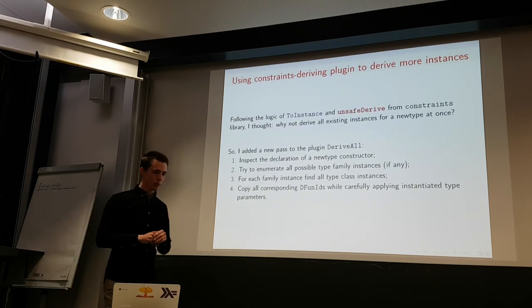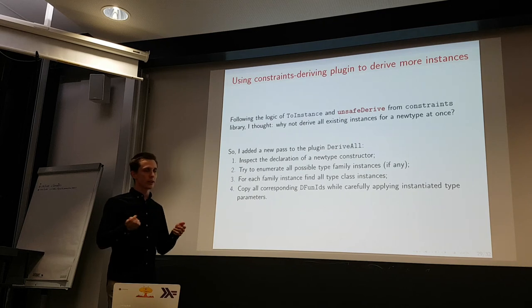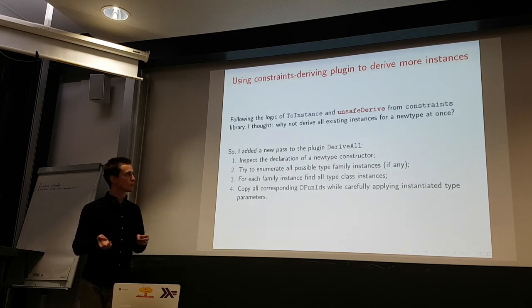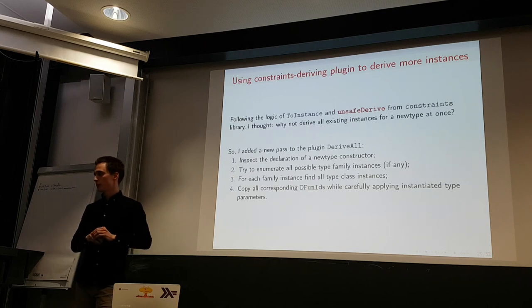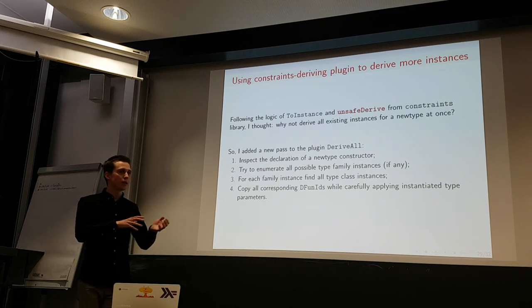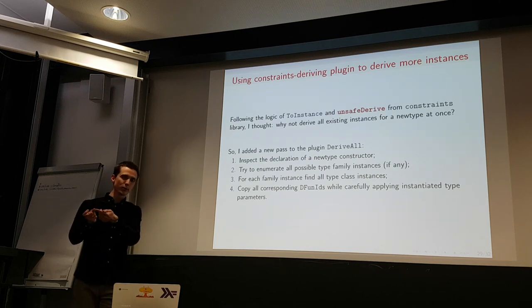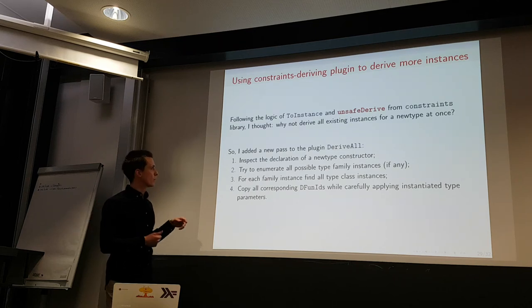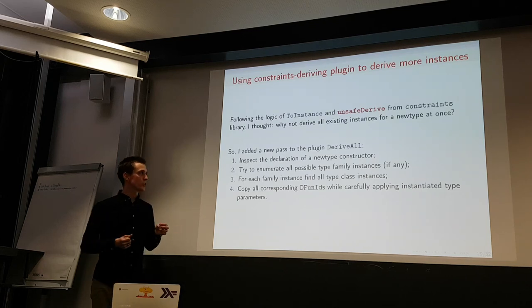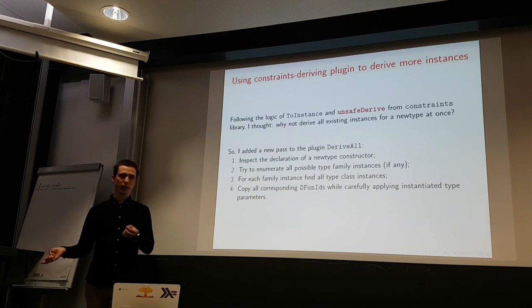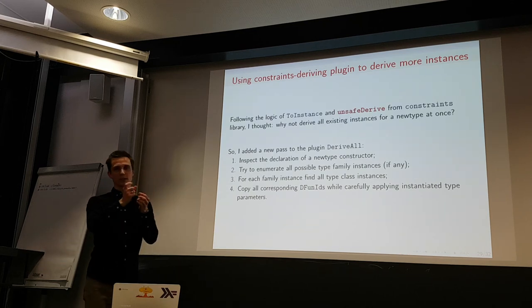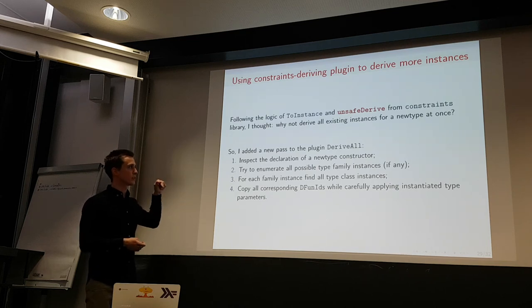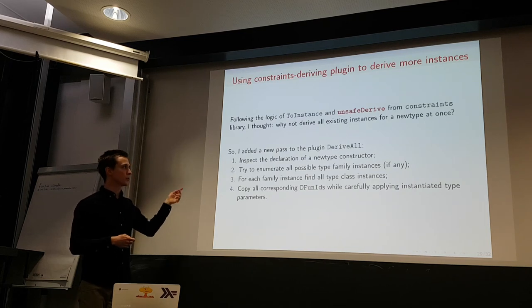But then I thought that it's nice that I can so easily make new instances for one single type. But what if I want to derive all instances for this type? If I define something like a dollar as a new type over double, then I want to have all the instances, like non-fractional and so on. So rather than doing it manually, specifying all the instances, I added another plugin which looks for all instances defined for this particular type, copies them, and creates new definitions in this model for a new type wrapper.